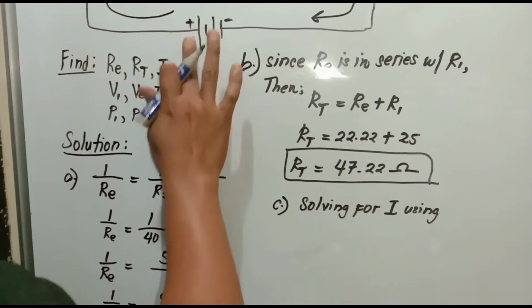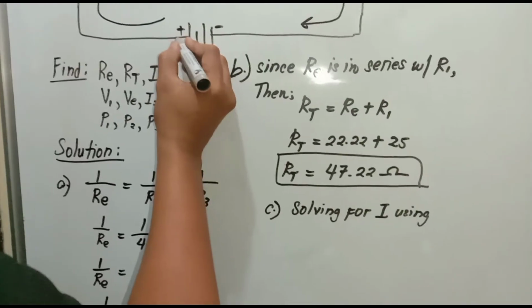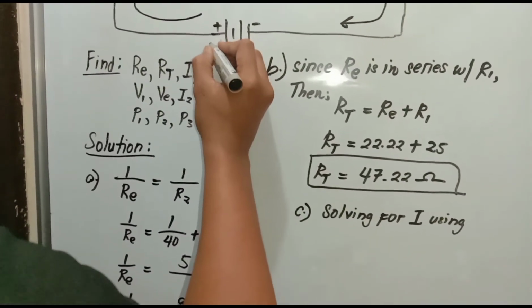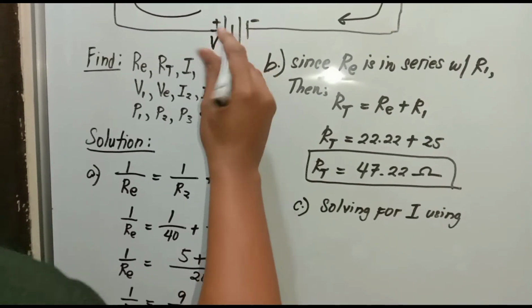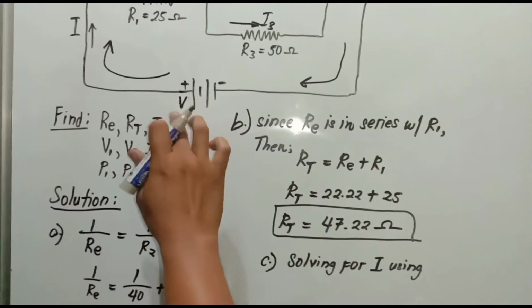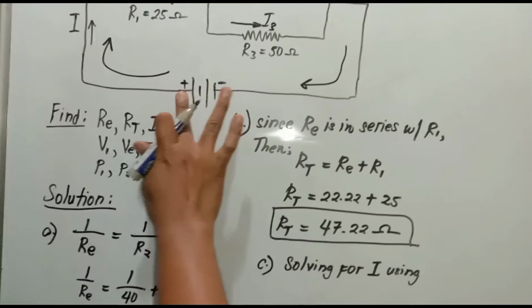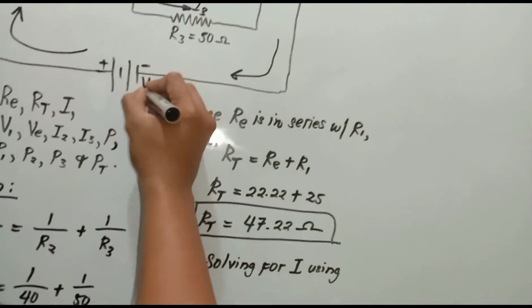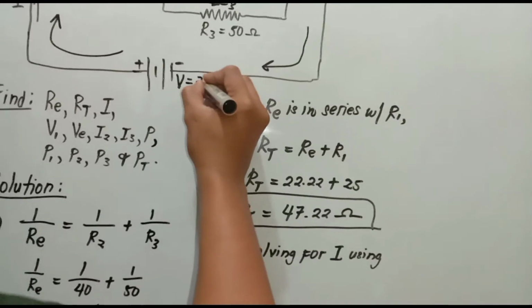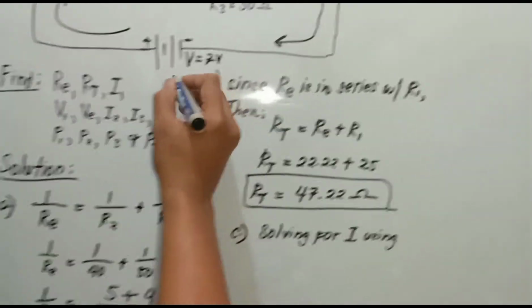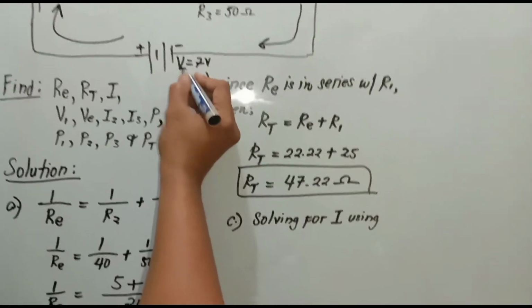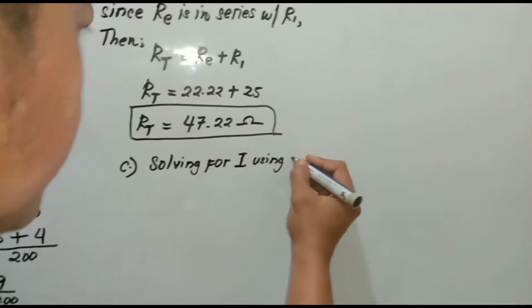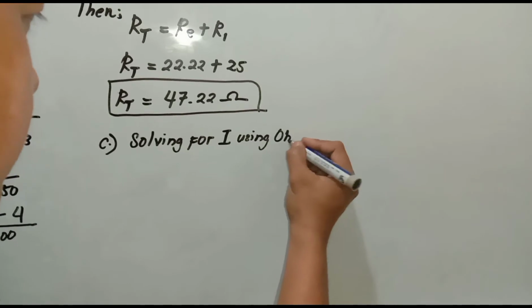By the way, guys, this B, the volts, is equal to 7 volts. B is equal to 7 volts. This is the source. Solving for I using Ohm's law.